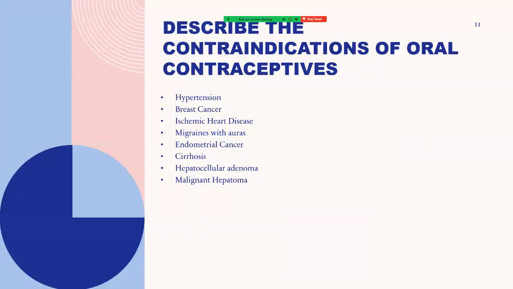Describing the contraindications of oral contraceptives. I guess when thinking about the combined hormone contraceptive pill, some contraindications include hypertension, breast cancer, ischemic heart disease, migraines when they're associated with an aura, endometrial cancer, cirrhosis, hepatocellular adenomas, and malignant hepatoma.